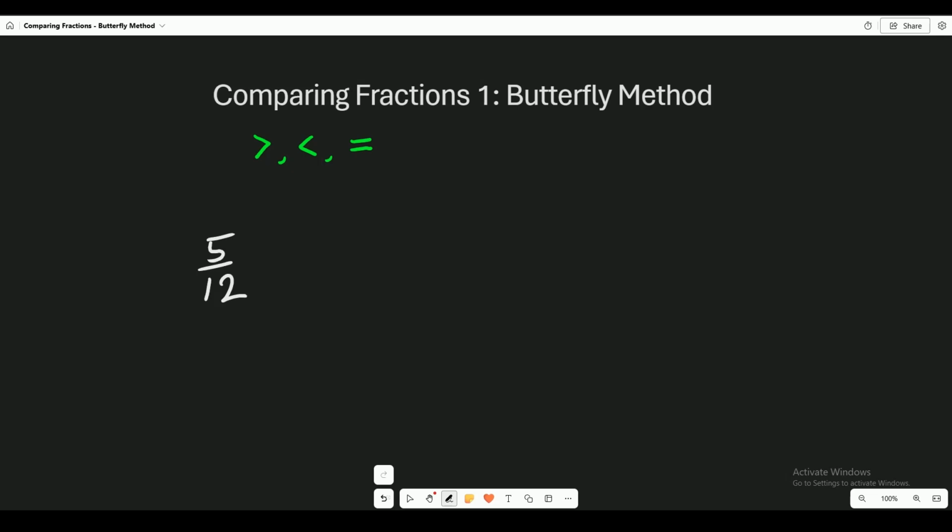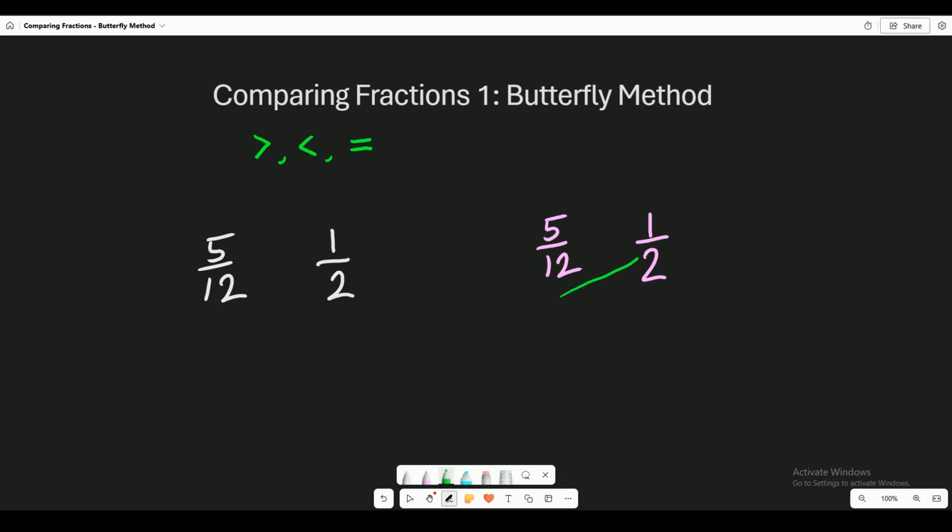and, where'd it go? Oh, there it is. 5/12 and 1/2. Sorry, I was looking at my examples. Let's compare these. Greater than, less than, or equal to. Well, let me do my work over here off to the side. So 5/12 and 1/2.